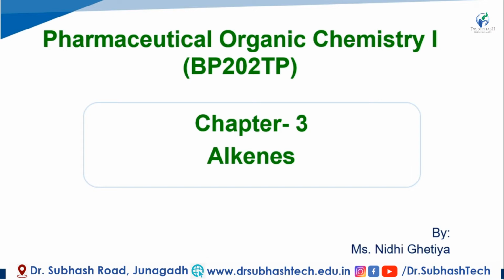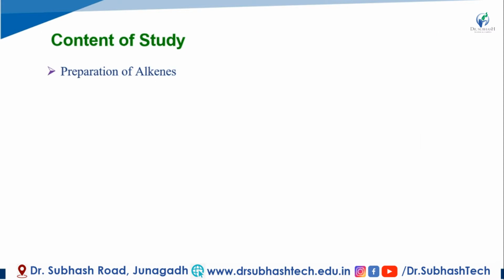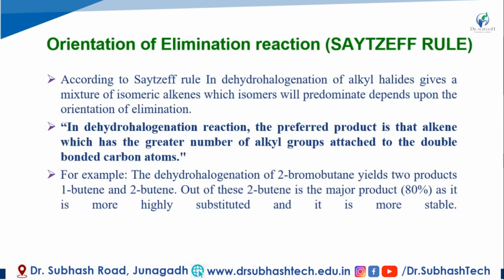Today we study the subject Pharmaceutical Organic Chemistry 1, that is BP 202 TP. In this subject we learn the third chapter, alkenes. Alkenes are also called unsaturated hydrocarbons. We study the preparation of the alkenes, the method of preparation, also called synthesis of the alkene. In the last lecture we studied the dehydrohalogenation of alkyl halides.